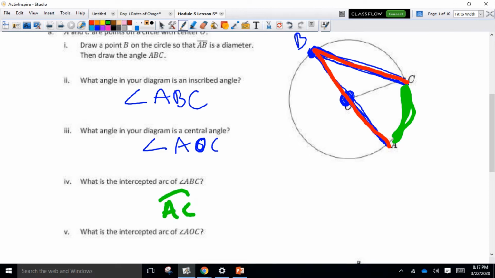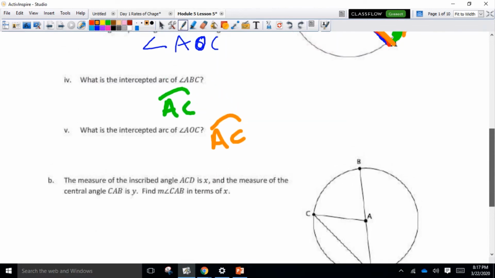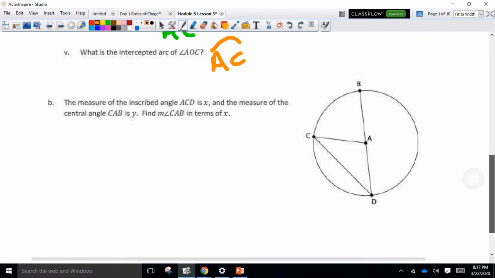Okay, what's the intercepted arc of AOC? All right, so let's trace that one back, see what happens. If we trace that one, again, same guy, AC again. Okay. The measure of the inscribed angle of ACD is X. The measure of central angle CAB is Y. Find the measure of CAB in terms of X.